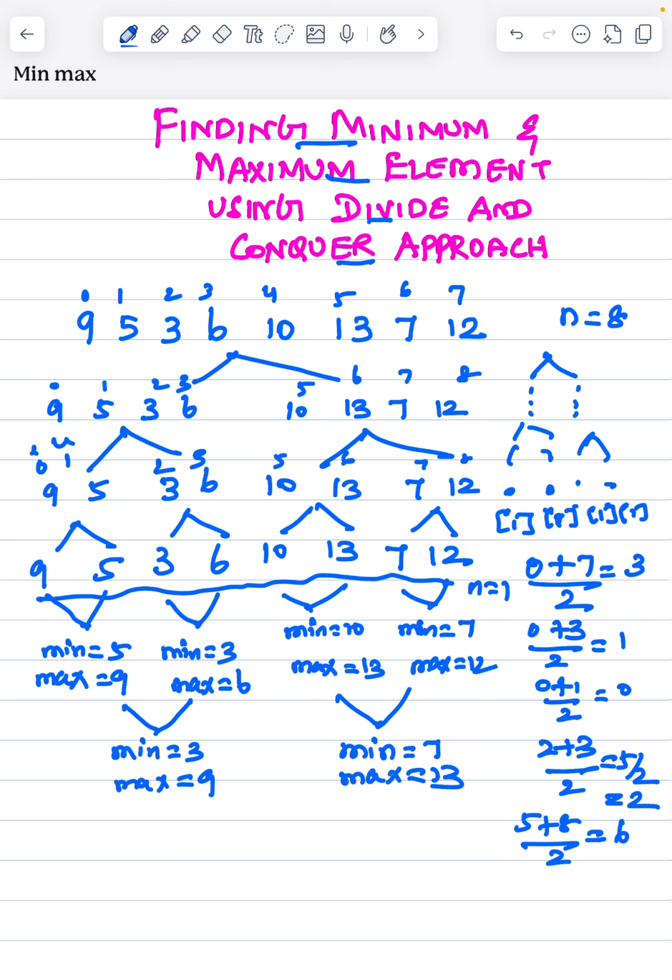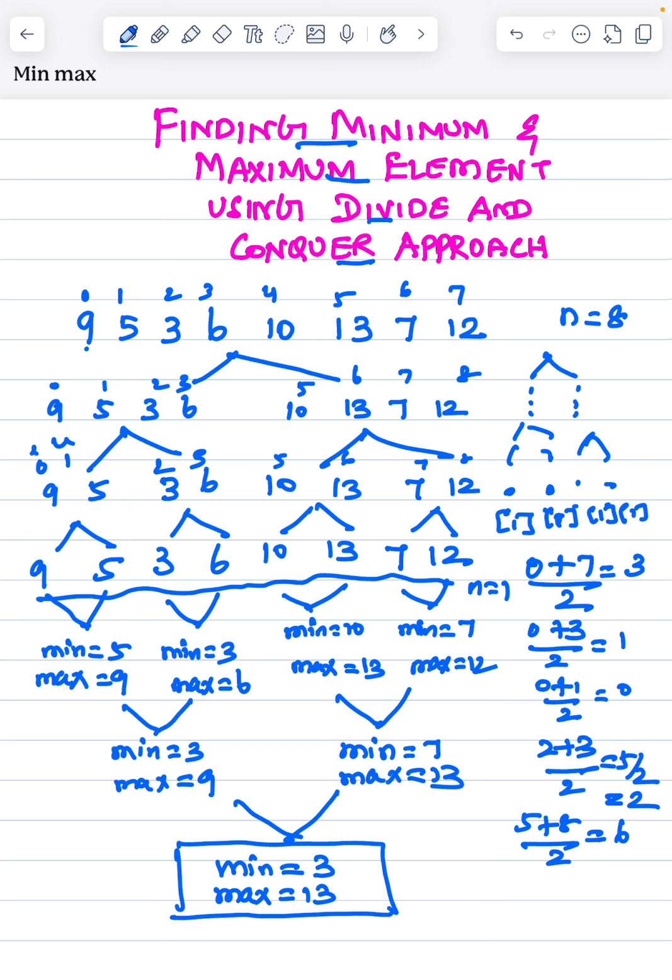Now you have to merge the solutions, conquer the solution at the end. That is the strategy or idea behind the divide and conquer approach. Now you have to compare this and this. What is the min? Min is 3. What is the max? Max is 13. This gives you the final answer. So the min is 3 in the given input array and the maximum element is 13.